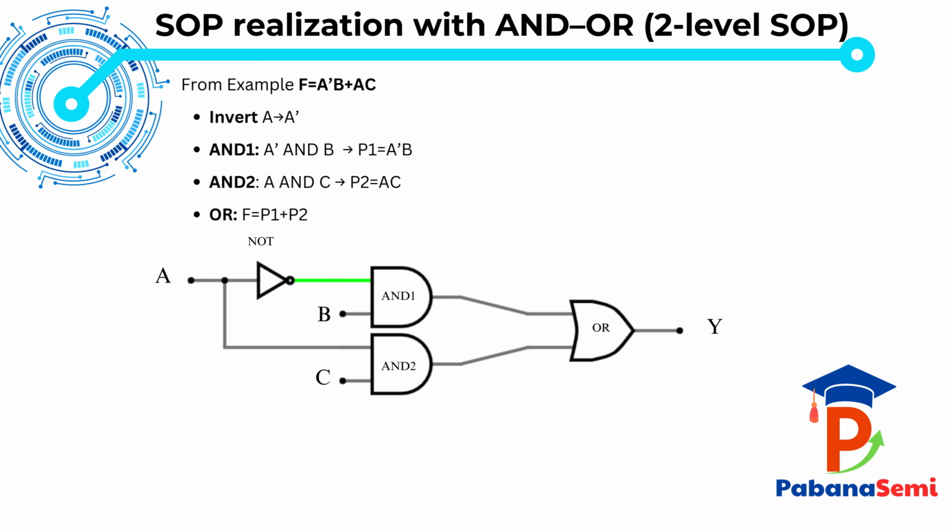Now, look at the circuit diagram. The NOT gate creates A prime. The top AND gate generates A prime B. The bottom AND gate generates AC. And the OR gate sums them to produce the final output Y. So the key idea is SOP realization means AND gates for product terms, followed by an OR gate to sum them, giving a clean two-level implementation.